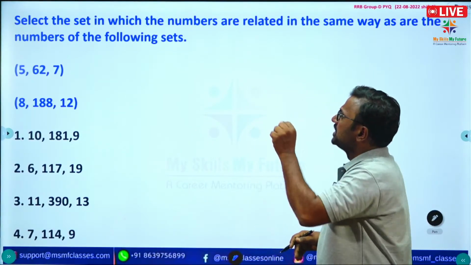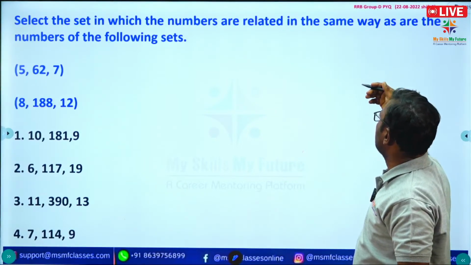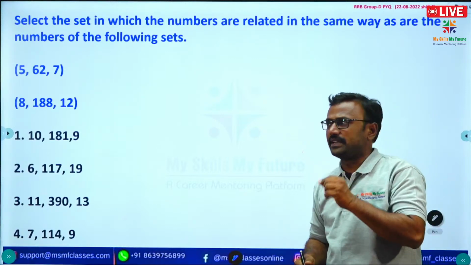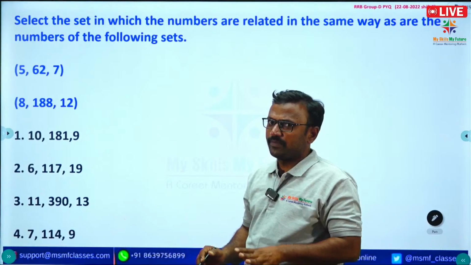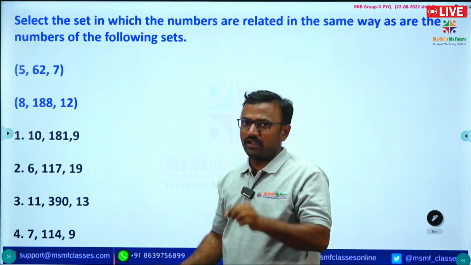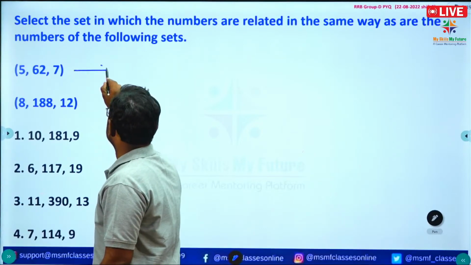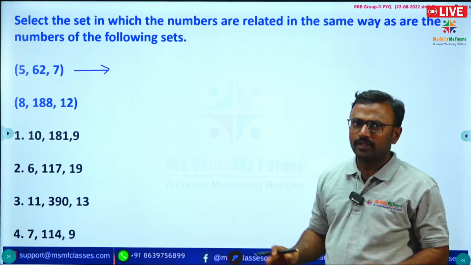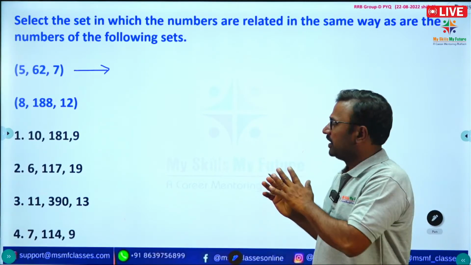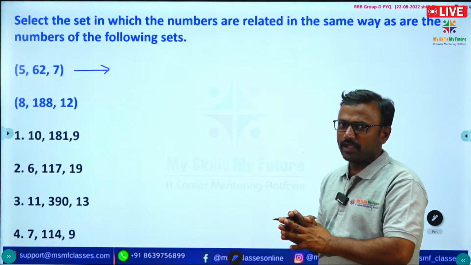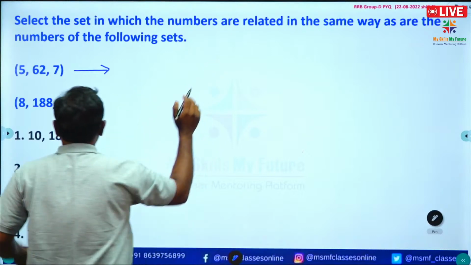Select the set in which the numbers are related in the same way as the numbers in the following set. So there are two sets here, and the two sets follow a certain logic. Which of the following options will follow the same logic? See here, what is the logic here? Can anybody tell what the logic in the set is? Okay, I will tell.